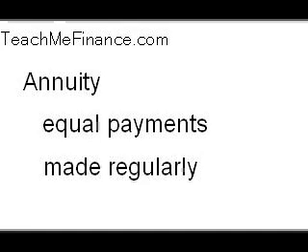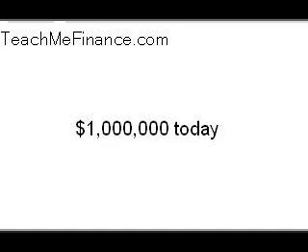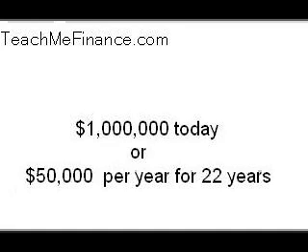An annuity is a bunch of equal, regular, or structured payments that are made like every month or every year. Let's say, for example, that you win the lottery. The lottery guy comes to your house and says that you have to choose between getting $1 million right now in one lump sum or getting an annuity of structured payments of $50,000 a year for the next 22 years.